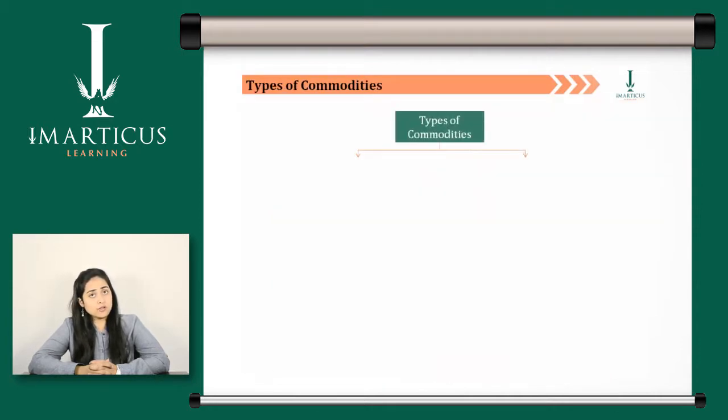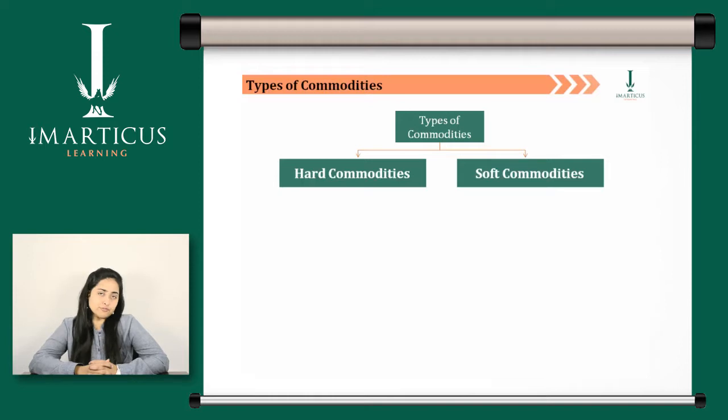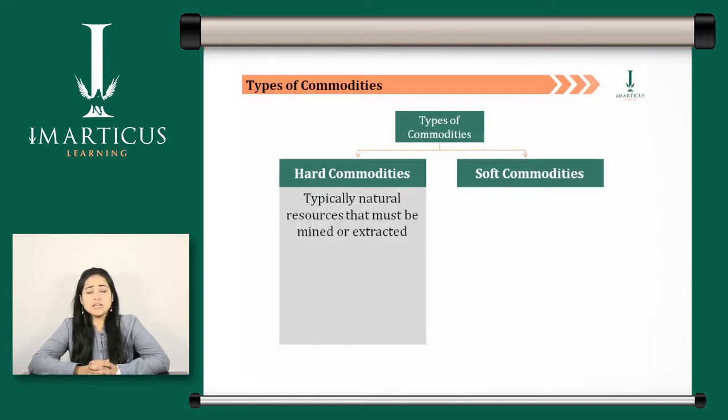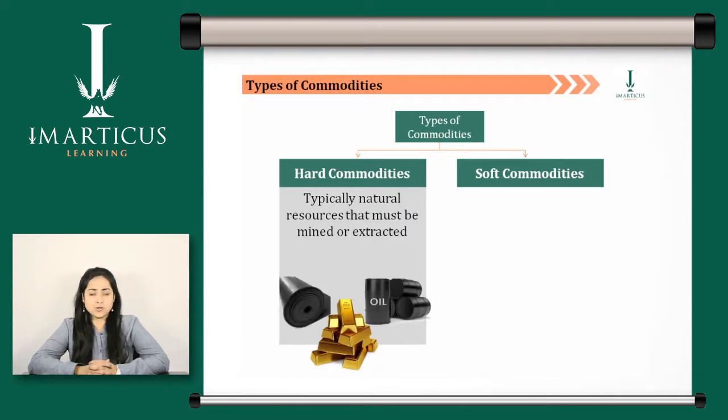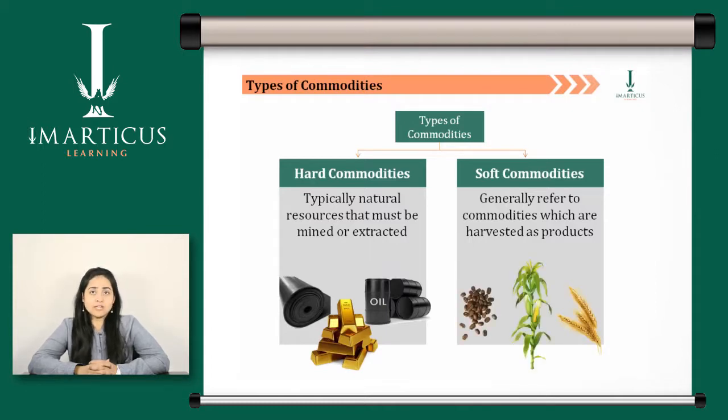Commodities traded on the commodity market can be split into two types: hard commodities and soft commodities. The hard commodities are typically natural resources that must be mined or extracted, for example, gold, rubber, oil, etc. Whereas soft commodities generally refer to commodities which are harvested. These include products like wheat, coffee, corn, soybean, etc.